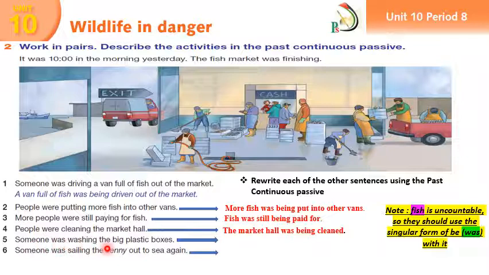Sentence 5: Someone was washing the big plastic boxes. Try to answer. The big plastic boxes is the subject, plural, so we put were. After were we put being washed, washed, verb 3.